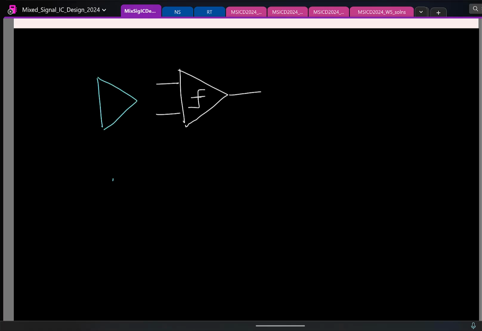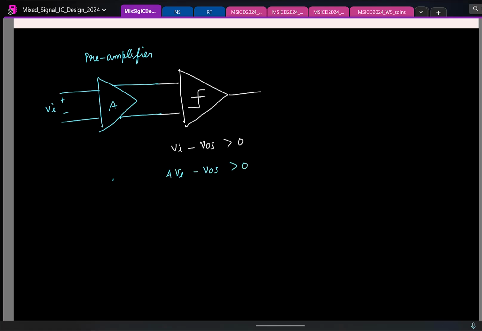So we try to put an amplifier before the comparator. Let's say it has a gain of A, and this is called the preamplifier. So earlier, if the comparator had offset, we were doing this. The comparator was checking if Vi minus Vos is greater than 0. Now if this is Vi, what is the signal reaching the comparator? The comparator will work on A times Vi and check if it is greater than 0. This I will rewrite like this.